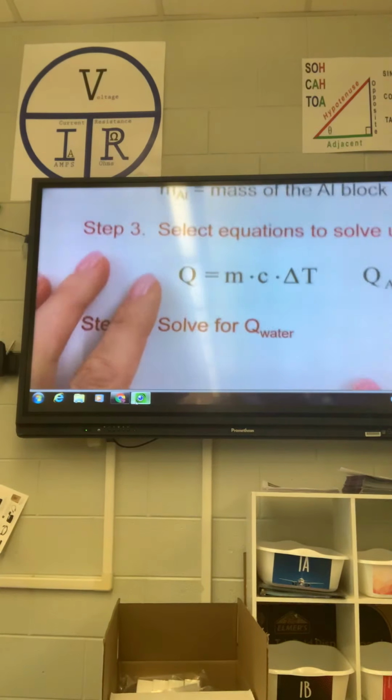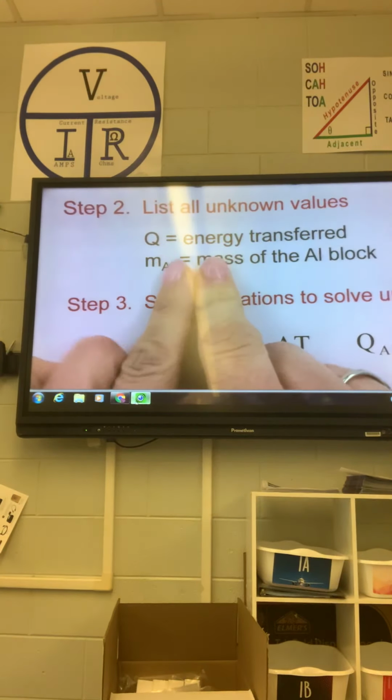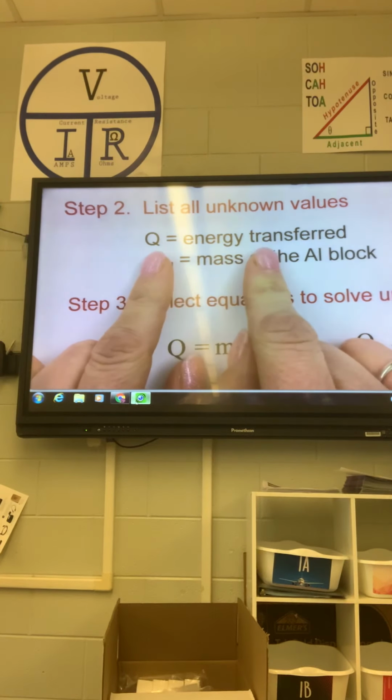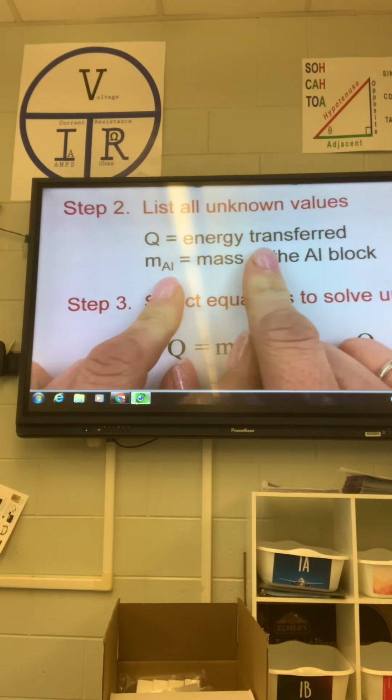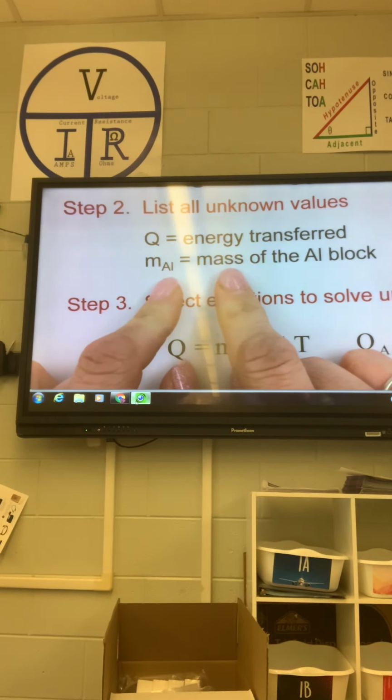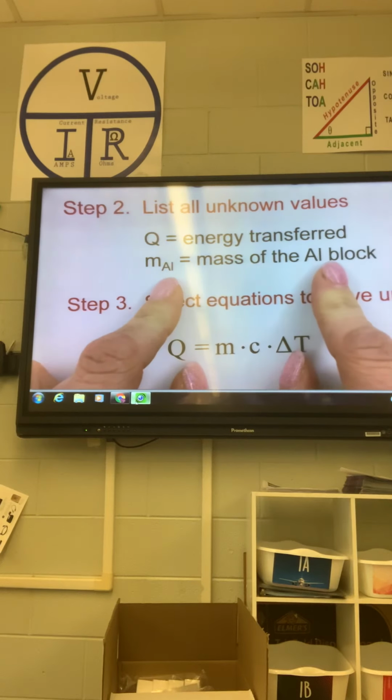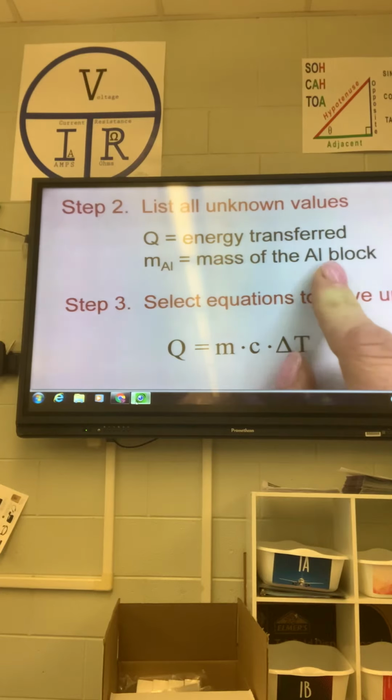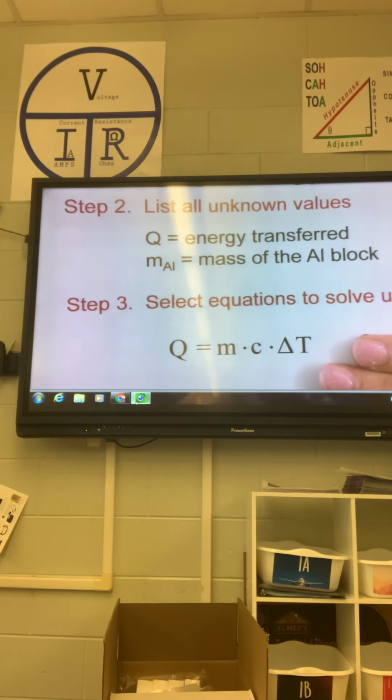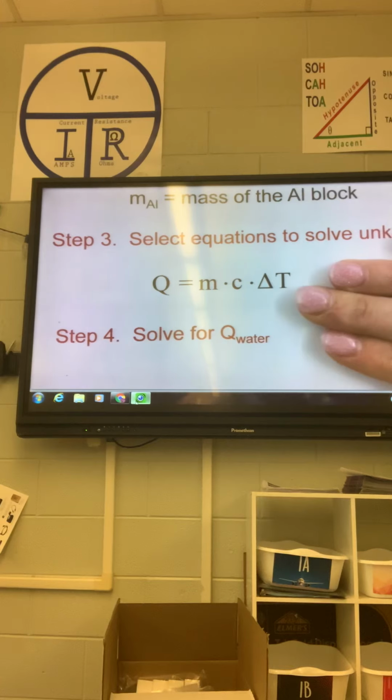So I gave you this part. What are your unknowns? What are we trying to find out? I don't know the energy transfer, so that's my Q. And I have no idea how big that aluminum block is that's in that water, so that's the mass of the aluminum block. So the equation is that Q equation: Q equals M times C times delta temperature.